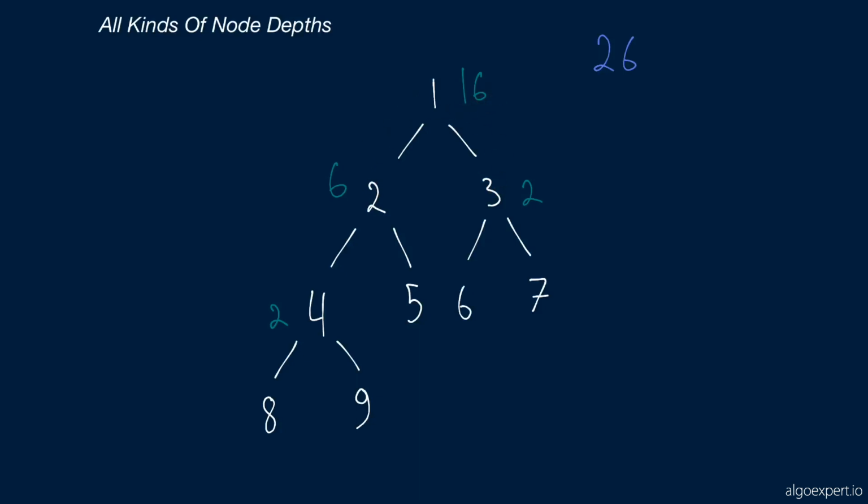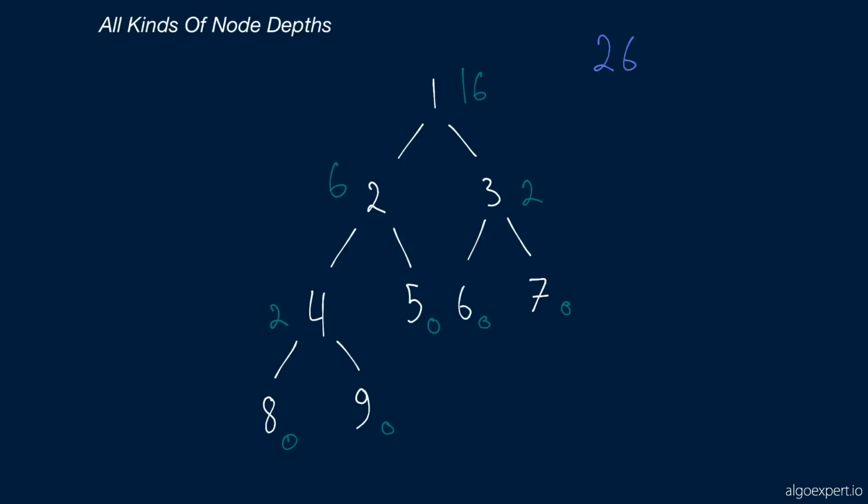And I guess I should also mention that the leaf nodes in our input binary tree have sums of node depths of 0, because they don't have any child nodes, so there are no node depths in the trees rooted at these nodes. And so if you sum up all of these numbers here, you get 26.